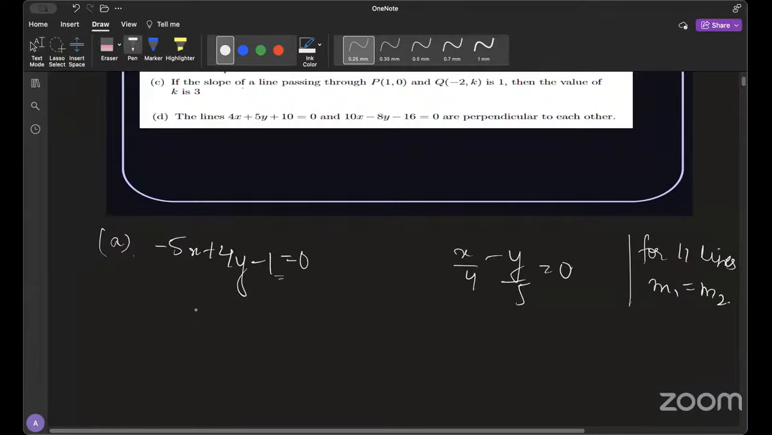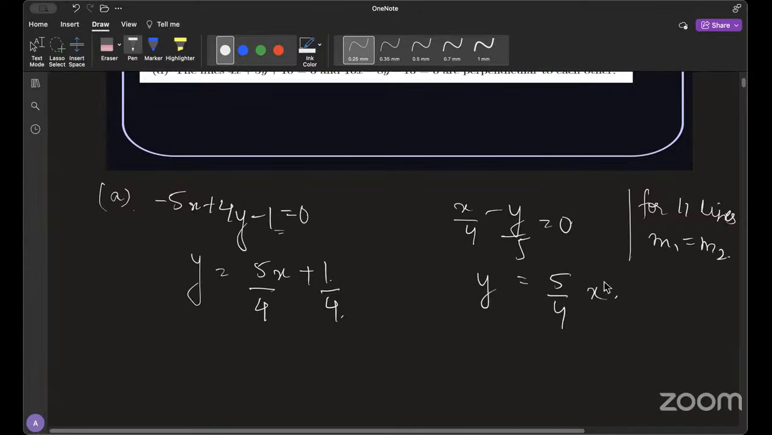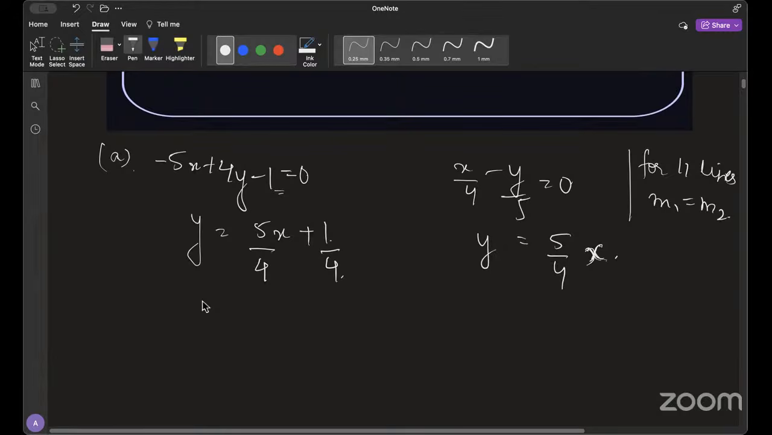Find the slope of this line. It's y equals 5x plus 1 by 4. And for this one, we have y equals 5 by 4 x, right? And how do you find the slope of this line? In y equals mx form, if M1 and M2 are equal, it's parallel.